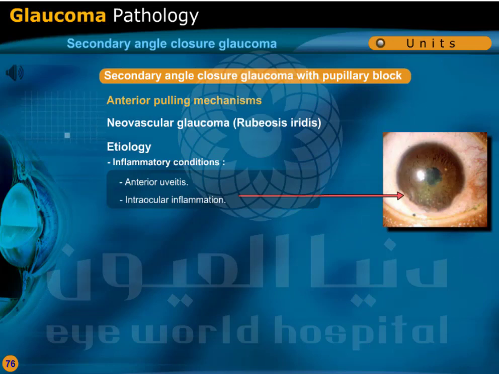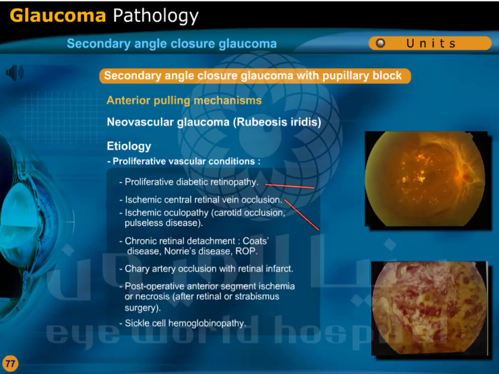Neovascular glaucoma is caused by inflammatory conditions such as anterior uveitis and intraocular inflammation. Proliferative vascular conditions causing neovascular glaucoma include proliferative diabetic retinopathy, ischemic central retinal vein occlusion, ischemic oculopathy as in carotid occlusion, pulseless disease, chronic retinal detachment, Coats disease, Norrie disease, retinopathy of prematurity, central retinal artery occlusion with retinal infarct, postoperative anterior segment ischemia or necrosis after retinal or strabismus surgery, and sickle cell hemoglobinopathy.